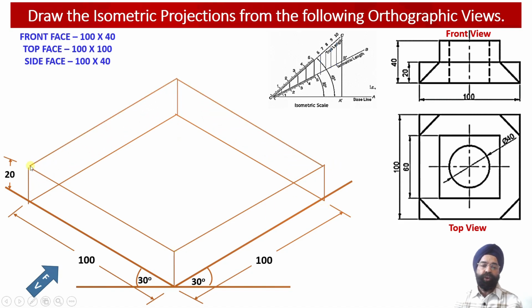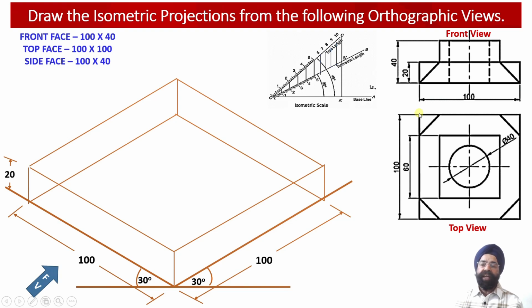And if we draw another two isometric projection lines, one measuring 100 millimeter parallel to the z-axis, another measuring 100 millimeter parallel to the x-axis, then the isometric projections corresponding to the top face of the lower horizontal web measuring 100 millimeter by 100 millimeter have been obtained over here.